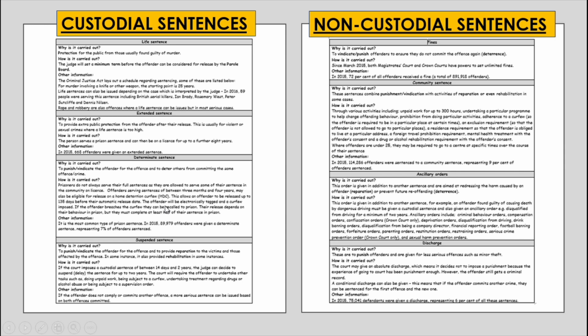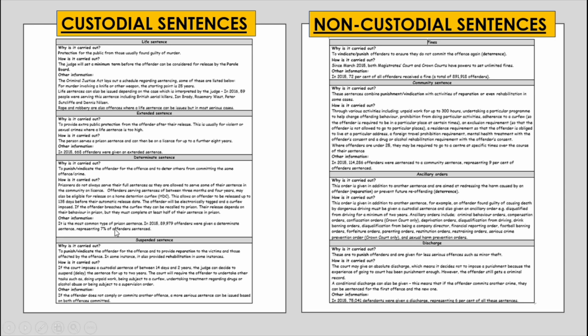The offender will be electronically tagged and a curfew imposed. If the offender breaches the curfew, they can be recalled to prison. Their release date depends on their behaviour in prison, but they must complete at least half of their sentence in prison. For each of the different sentences, I've added additional information and some statistics.